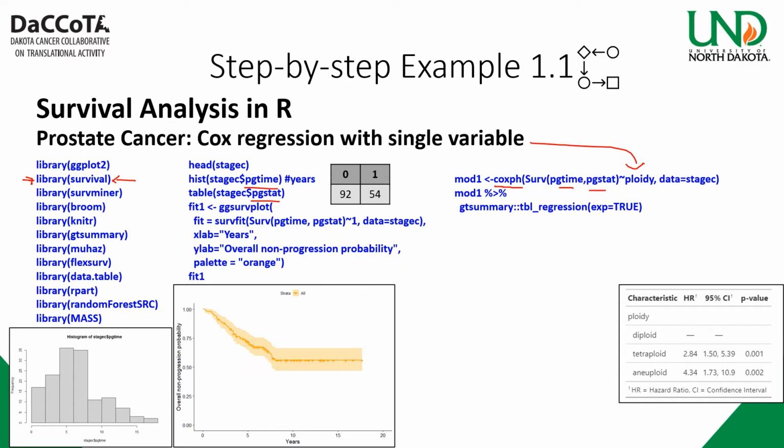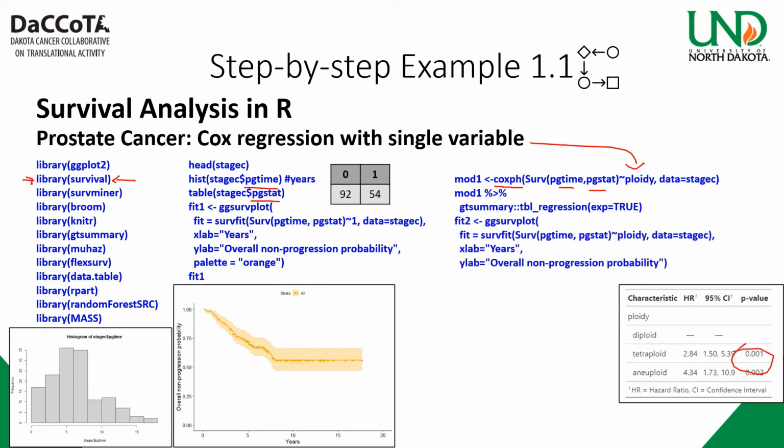And ploidy has 3 different groups, so it's a categorical variable. There's diploid, tetraploid, aneuploid. Because it's categorical, we're comparing tetraploid and aneuploid to our reference, which is diploid. That's why there's nothing here. And it looks like both tetraploid and then aneuploid, even more so, have higher hazard ratios, and that is significant.